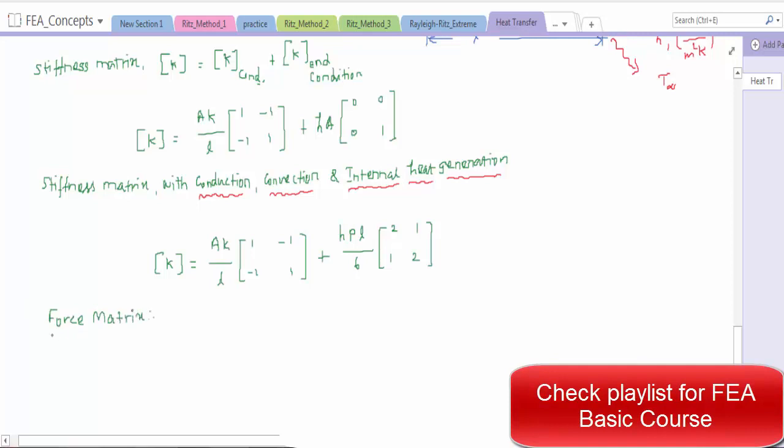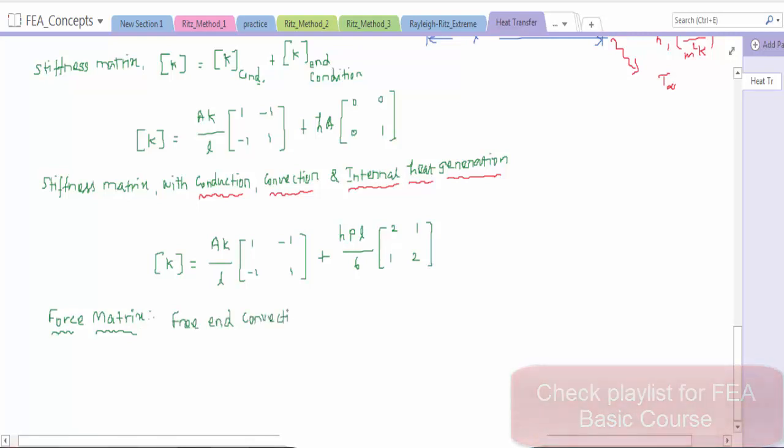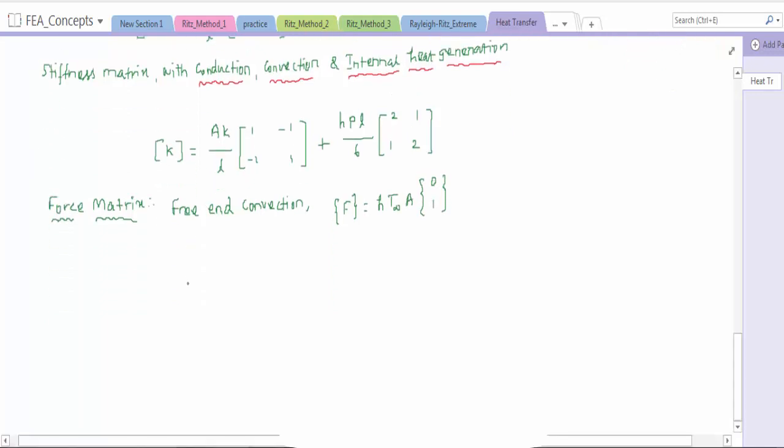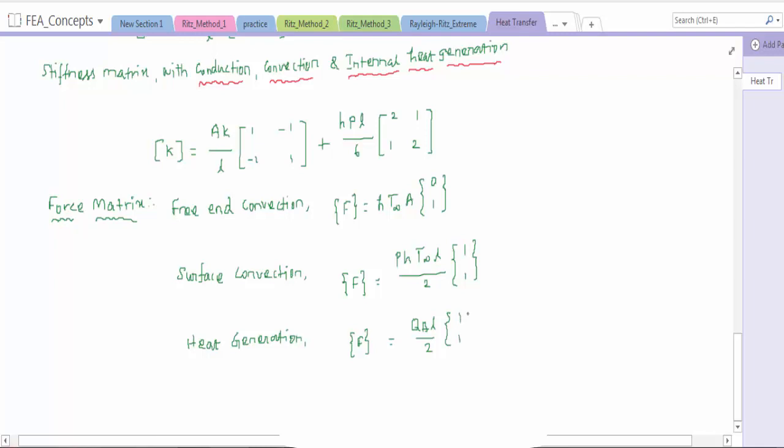Similarly, for the force matrix, we have to write it for conduction, convection, and internal heat generation. First let us write free end convection, that is F equal to h T-infinity [0; 1]. So this is for free end convection. For surface convection, the force matrix can be written as P h T-infinity L by 2 [1; 1]. And for heat generation, F has to be written as QAL by 2 [1; 1].